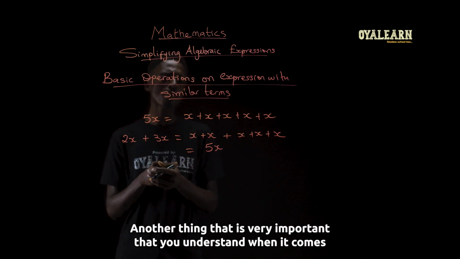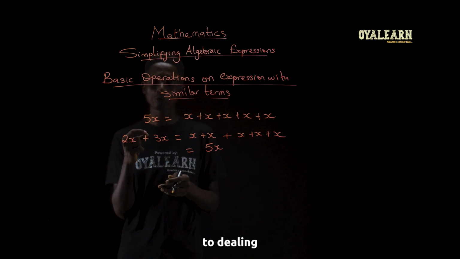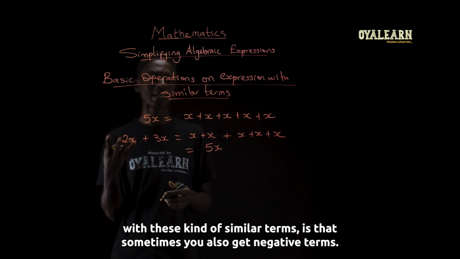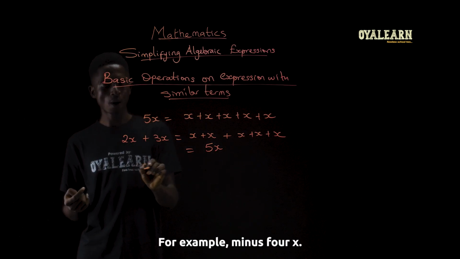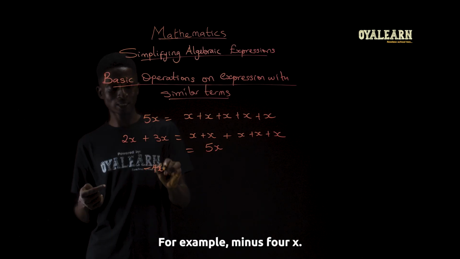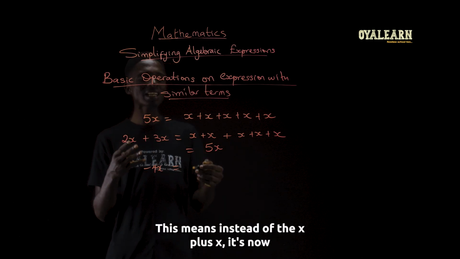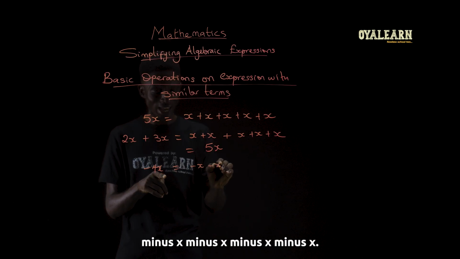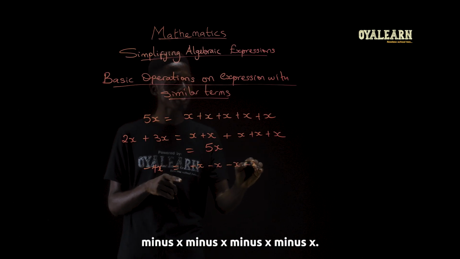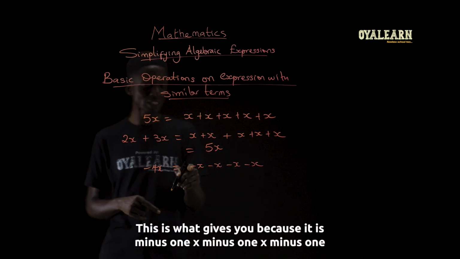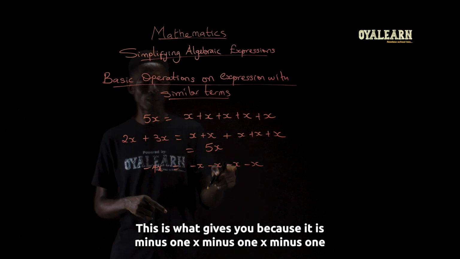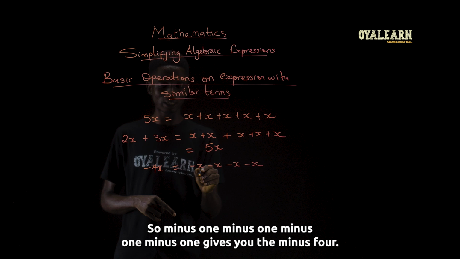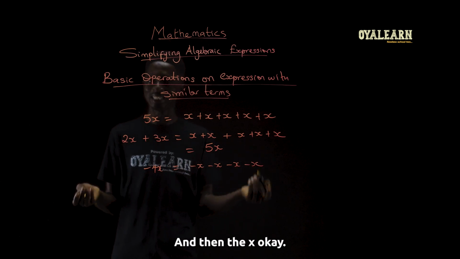Another thing that is very important that you understand when it comes to dealing with this kind of similar terms is that sometimes you also get negative terms. Say, for example, minus 4x. This means instead of the x plus x, it's now minus x minus x minus x minus x. This is what gives you, because this is minus 1x, minus 1x, minus 1x, minus 1x. So minus 1, minus 1, minus 1, minus 1 gives you the minus 4 and then the x.